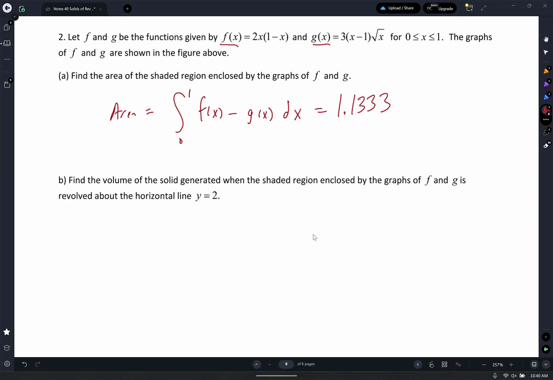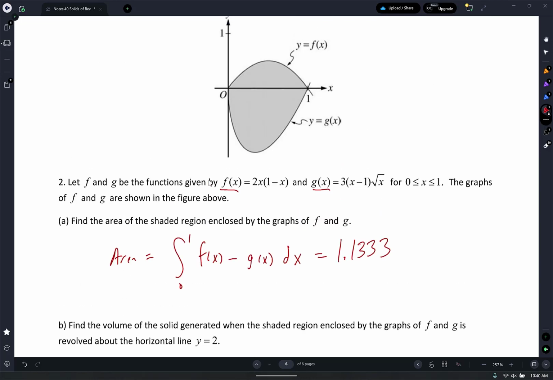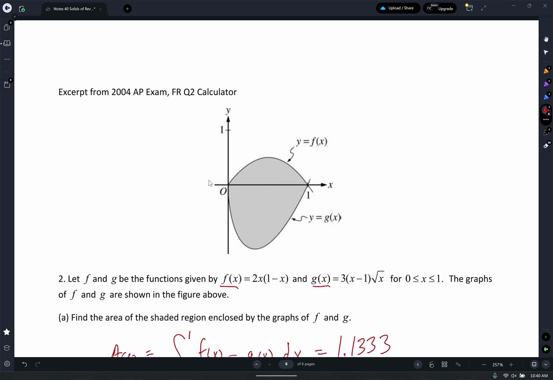All right. Letter B. Find the volume of the solid generated when the shaded region enclosed by the graphs of f and g is revolved about the horizontal line y equals 2. So here's my function. Look, that's the only picture I have. So I'm going to change that 1 to a 2.